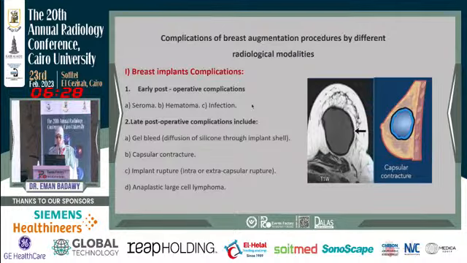Late complications of the implant are gel bleed or capsular contracture, as in this case where the implant acquires a spherical shape and has a thickened capsule. And implant rupture is a commonly faced complication, which is either intra or extracapsular rupture. And another rare complication is anaplastic large cell lymphoma.